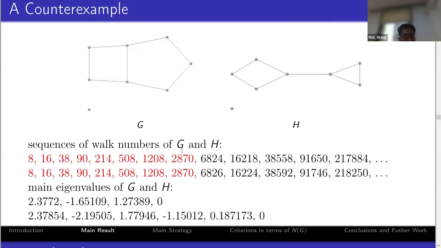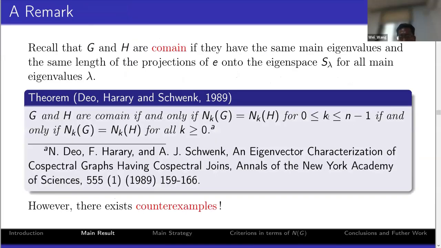Their sequence of numbers is like this. The graph has 8 vertices. For these two sequences, the first 8 entries coincide, but the two sequences are different, and they have distinct main eigenvalues. So probably this k should be 2n minus 2, not this number. So I think the proof may be fixed.